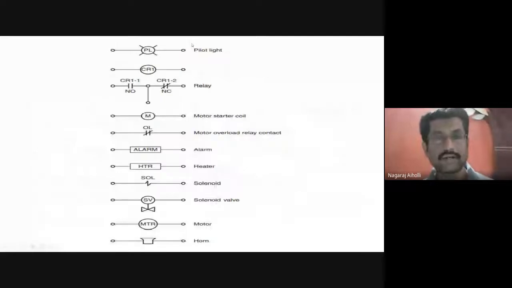This is the symbol for the pilot light. It's just like an LED indicator, on and off. The next symbol is for the control relay or the relay coil. This is normally open, normally closed. This is the symbol for the relay.